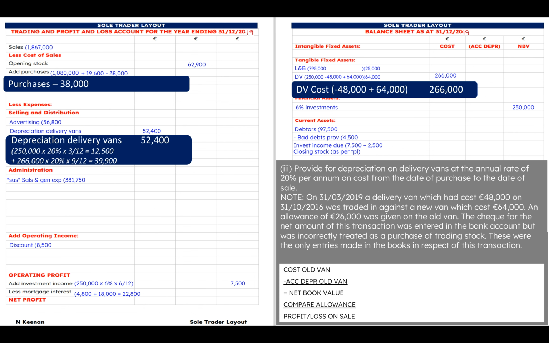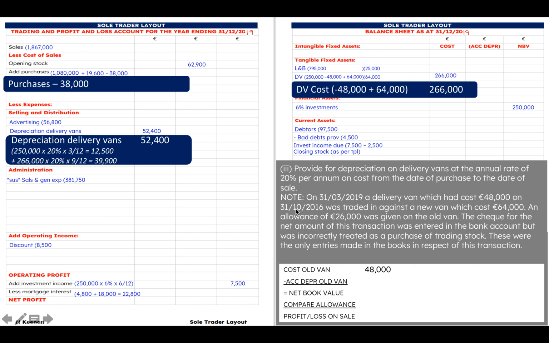Next, we'll work out the profit or loss on the sale of the old van. Again, our formula is cost minus the accumulated depreciation on the old van, which is equal to the net book value. We'll compare that to the allowance, and that tells us whether we made a profit or loss on sale of the van. The old van was €48,000, and we need to figure out how long we had it for so we can find the accumulated depreciation. So we have €48,000 multiplied by 20% multiplied by the amount of time we had it for.